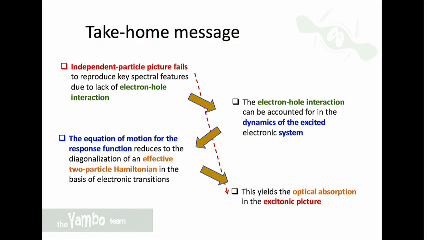So just to recap, we notice that the independent particle picture fails to reproduce optical absorption in many semiconductors due to the lack of electron-hole interaction. But we can account for the electron-hole interaction if we consider the dynamics of the excited system. We consider these dynamics using the equation of motion for the response function, which we recast into an effective two-particle Hamiltonian, and this finally yields the most accurate quantities for optical absorption. But now, we have switched from the independent particle picture to the exciton picture. So that's it. There is no more.